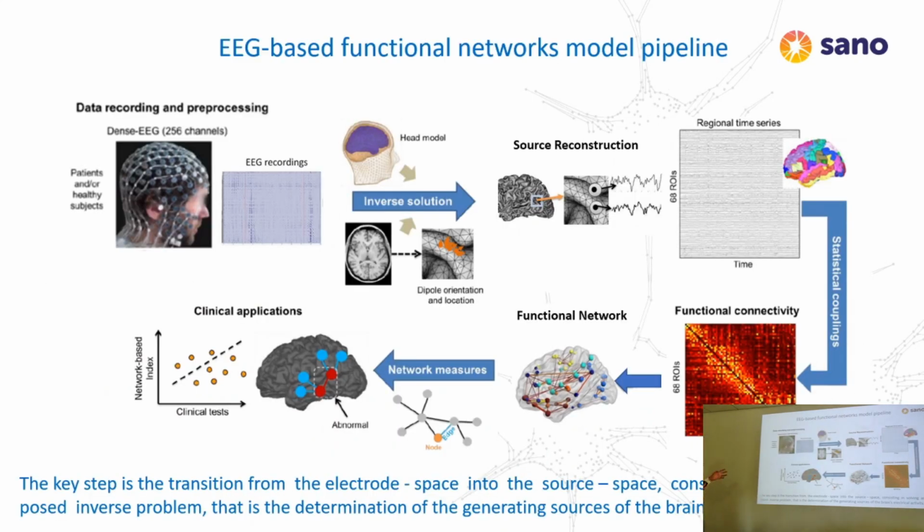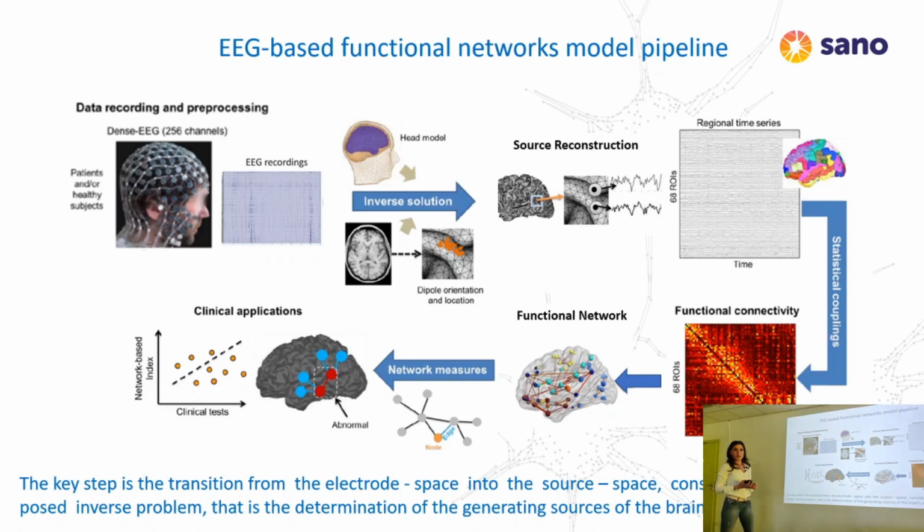The pipeline of this method starts with EEG recording and preprocessing. Then a source reconstruction is performed to estimate the neural source activity and reconstruct their temporal dynamics, with a source space defined by regions of interest, often with an atlas-based approach. In this case, 68 regions of interest are taken from the Desikan Atlas.